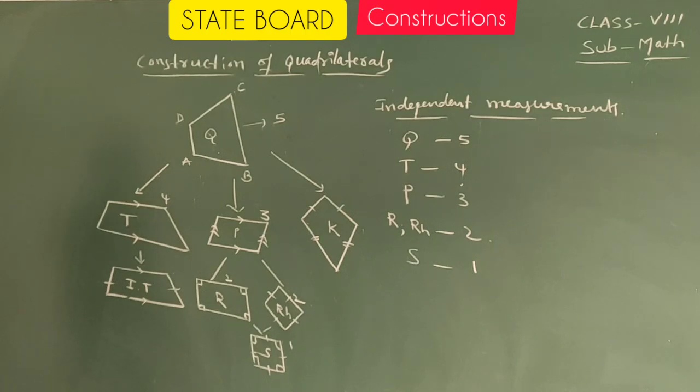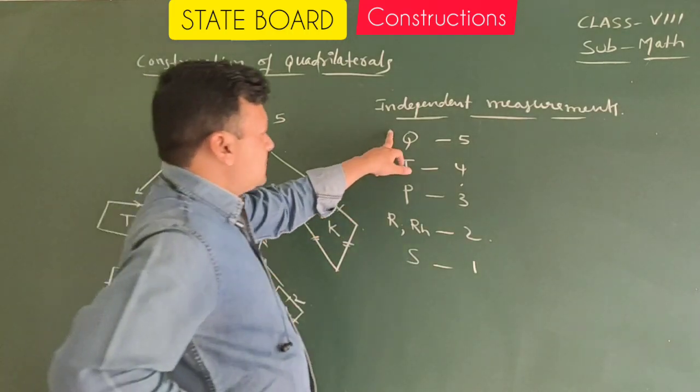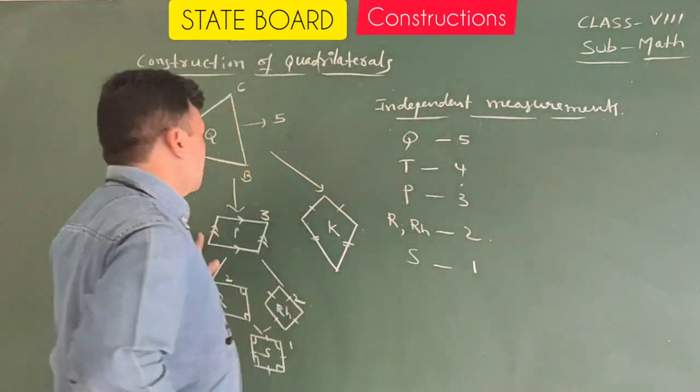Okay. Construction of kite is not given in your textbook. That's why I did not mention that one, because we are going to discuss only for the state board. That's why there is no construction of a kite given in your textbook. Here these independent measures are enough for the construction of a quadrilateral.